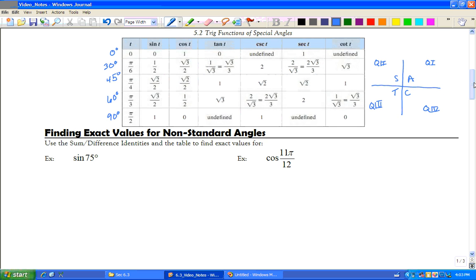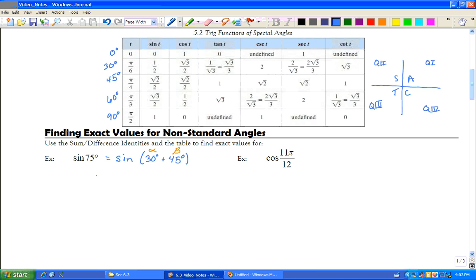So we want to find the sine of 75 degrees. So 75 is not a special angle, but it is the sum of two special angles, 30 and 45. So we can rewrite this as a sine of 30 degrees plus 45 degrees. And you'll see here that 30 degrees, let's call that alpha, and 45, let's call that beta.